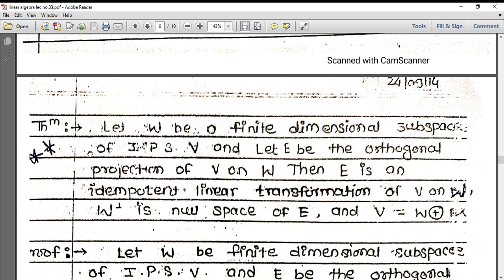Let W be a finite dimensional subspace of the inner product space V and let E be the orthogonal projection of V on W. Then E is an idempotent linear transformation on V on W, and W perp is the null space of E, and V is equal to the direct sum of W and W perp.